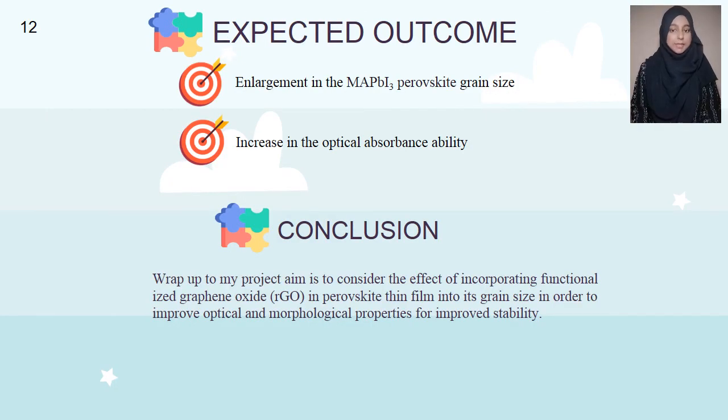At the end of the day, the result expected from this project is the enlargement in the methylammonium iodide perovskite grain size and the increase of the optical absorption ability. So before I end my presentation, in a nutshell, I can conclude that the main intention of the project that I will do for the next semester is to understand the effect of integrating the functionalized reduced graphene oxide in the perovskite thin film, how it affects the grain size in order to enhance the optical and morphological properties in order to achieve better stability of the perovskite solar cells.